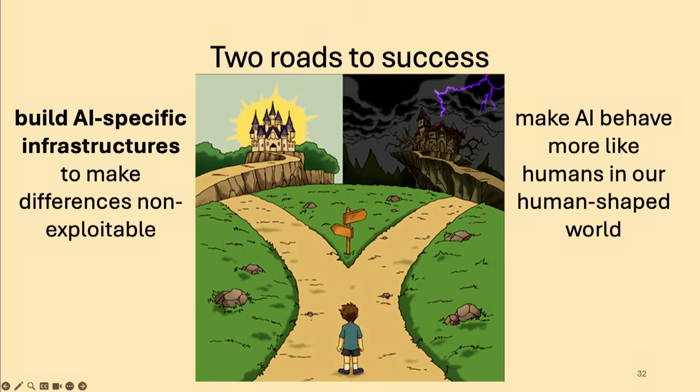What we can do instead is build up the world in which AI agents operate, to build up human-shaped security infrastructure, but for AI agents, so that these differences between humans and AI no longer become such big sources of vulnerabilities. And I'll give some examples later in this talk of what this might look like.